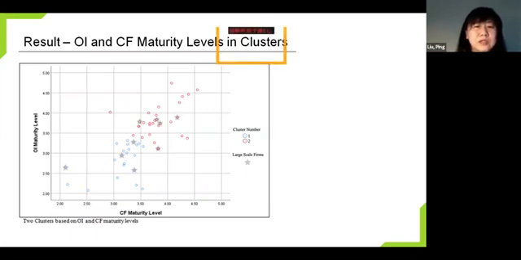the two clusters. Cluster one is less developed with their combined open innovation maturity level and corporate foresight level than cluster two.